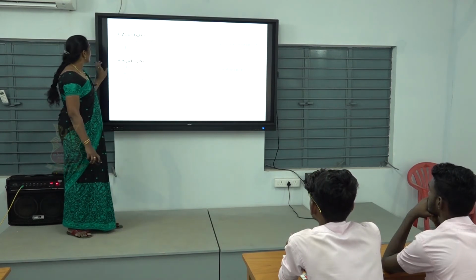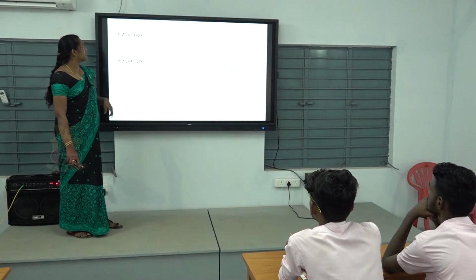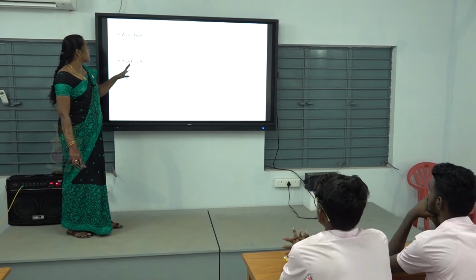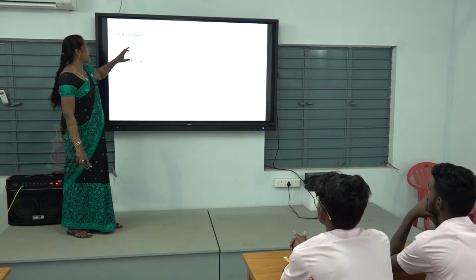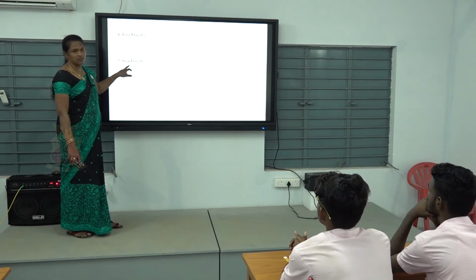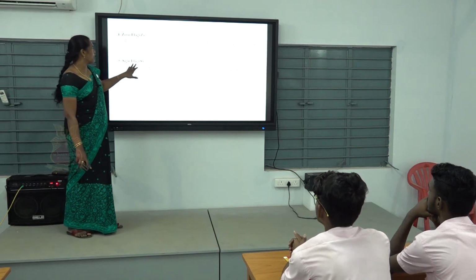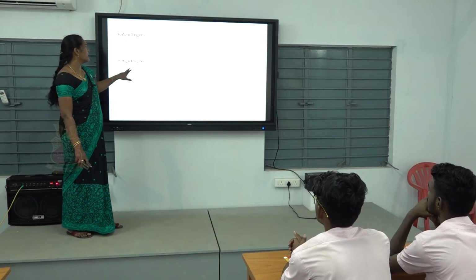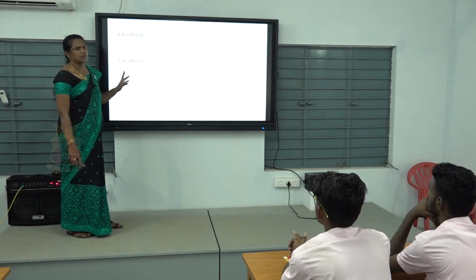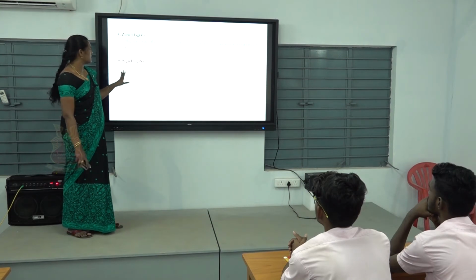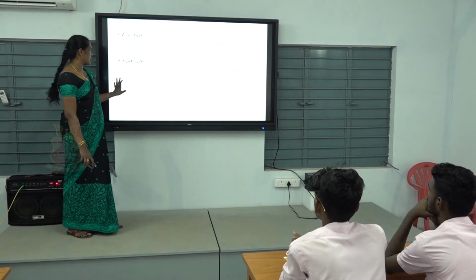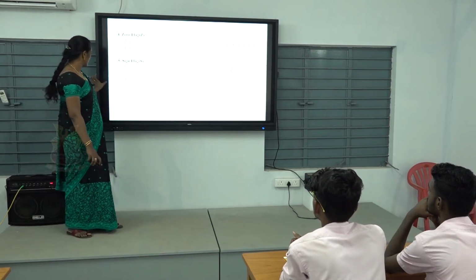Then the zero flag. After an arithmetic or logic operation, if the result is 0, then the zero flag is set. Sign flag: the sign flag is meant for negative numbers. If the number is negative, the seventh bit is set. If the seventh bit is 1, then we can say it is a negative number, and the sign flag is set to 1. If the result is not 0, the flag is raised.